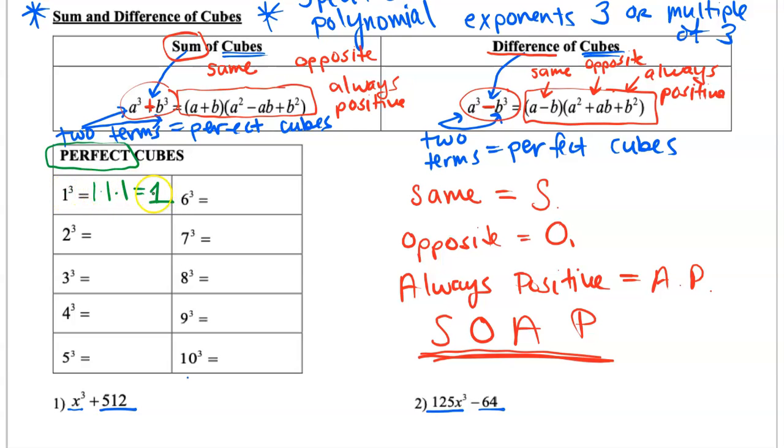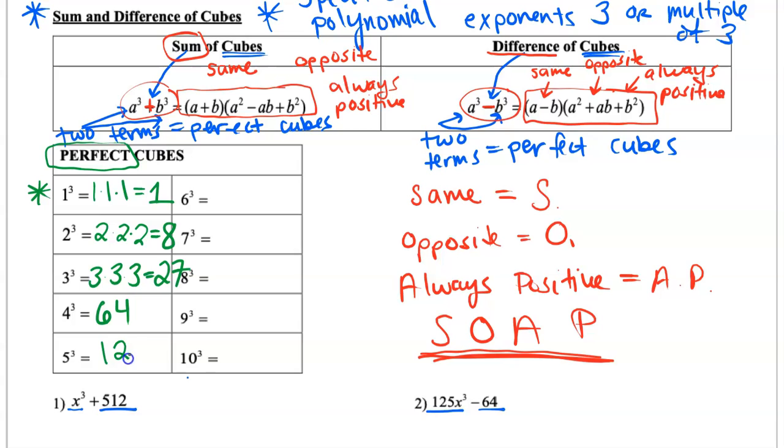So 1 cubed is just 1. So you're going to have to really pay attention to the 1, because a lot of times students don't think of it as a cube, but it is a cube. It's its own cube. So remember that. 2 cubed would be 2 times 2 times 2, which is 8. 3 cubed is 3 times 3 times 3, which is 27. 4 cubed is 64.